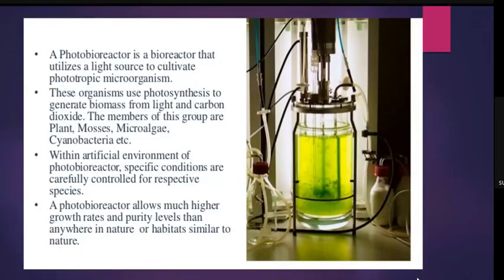So an example is that for cyanobacterium and microalgae, we can go for it.